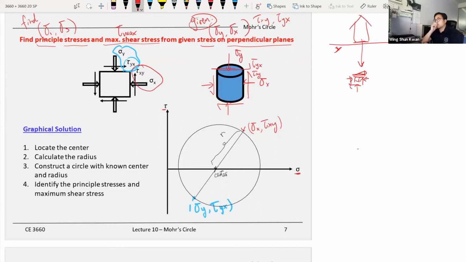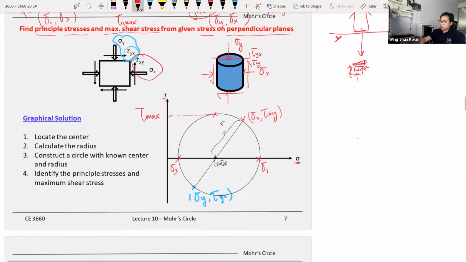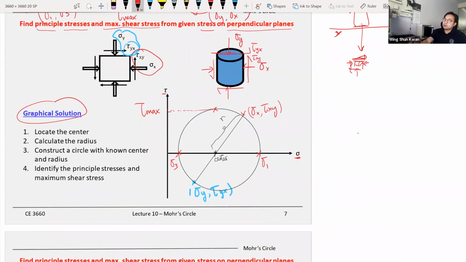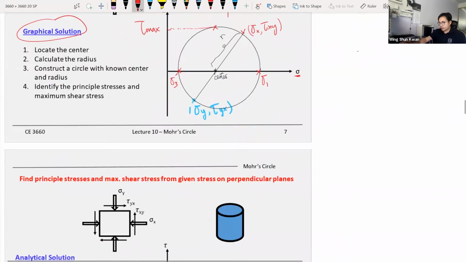So now you have drawn the Mohr circles. So sigma 1 and sigma 3 is very obvious. This point here is sigma 1, and this point here is sigma 3, and this point here is your maximum shear stress. So this is what I call the graphical method.